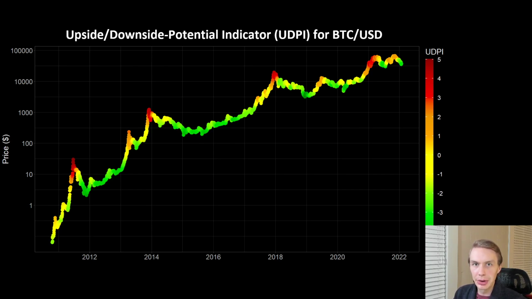Today I want to talk about some new analyses I've been conducting looking at the typical ROI one could expect at a given UDPI level, say for example -2 or -3, across different periods of time. For example, the ROI after 6 months, the ROI after a year, etc.